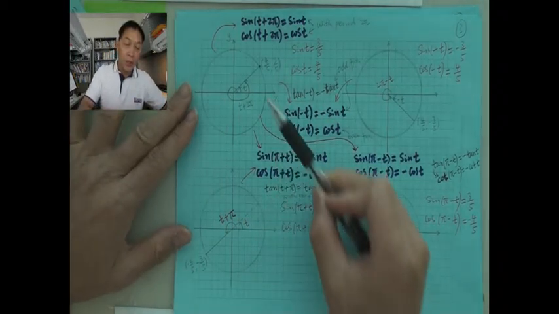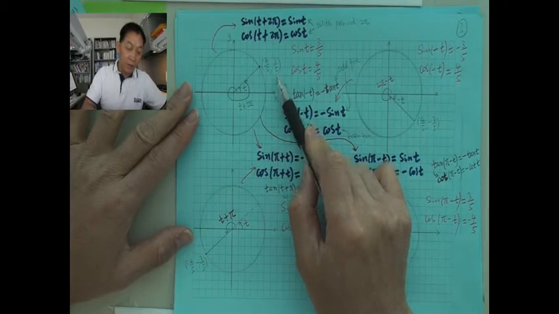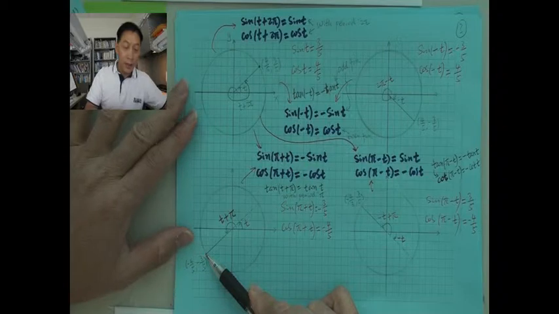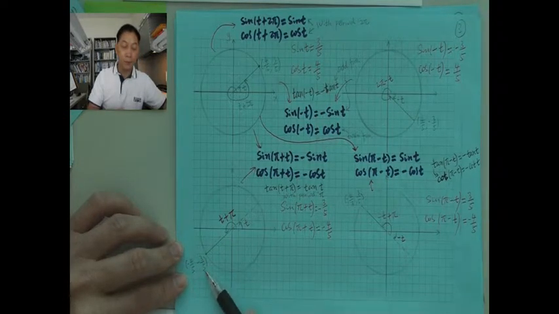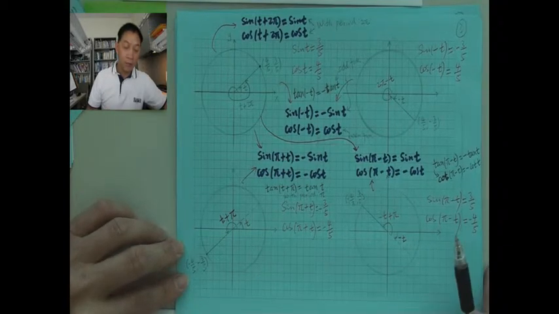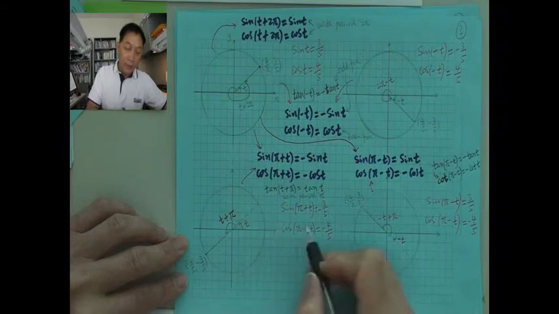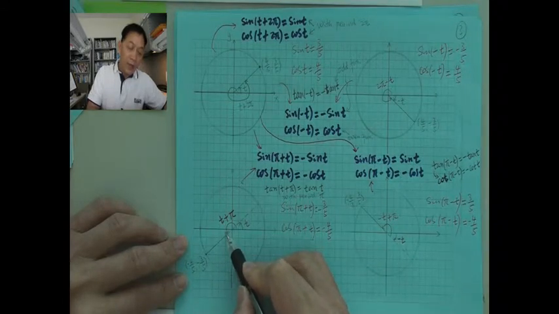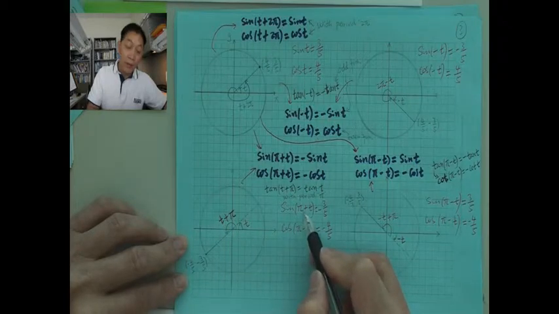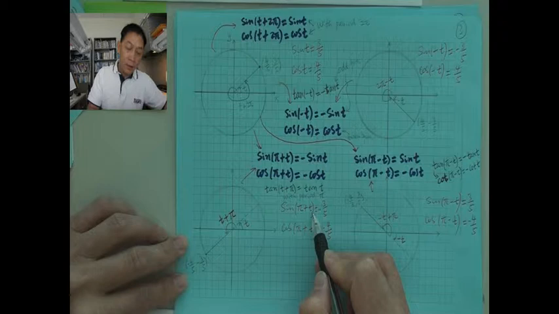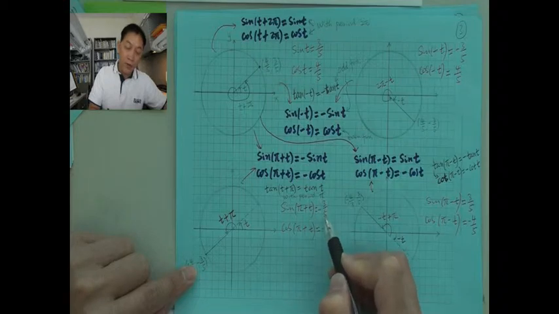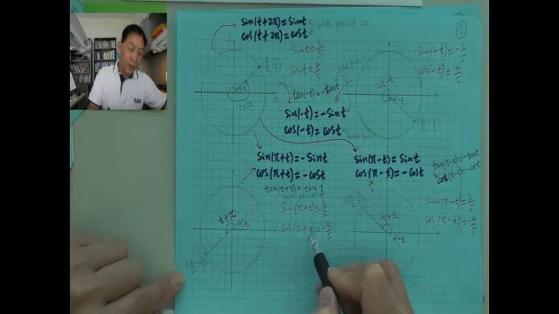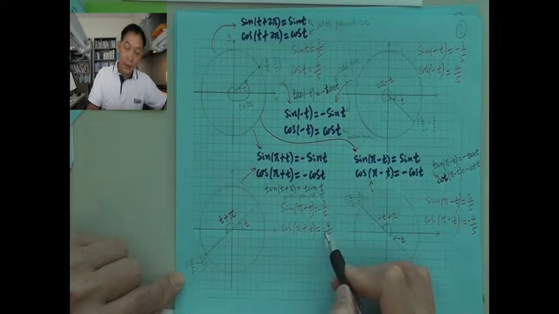Now, here it was 4 over 5, 3 over 5. If the point is down here, then the x coordinate is negative 4 over 5. The y coordinate is negative 3 over 5. So, what is the sine of this angle? The angle is t plus pi, or pi plus t, whatever you want to write. For sine, you want to look at y. That's negative 3 over 5. For cosine of pi plus t, you look at the x coordinate, negative 4 over 5.